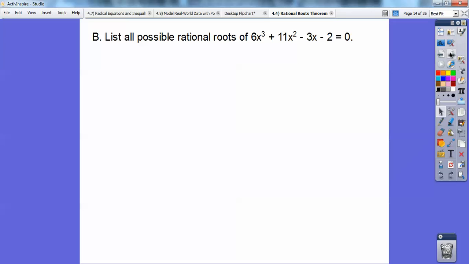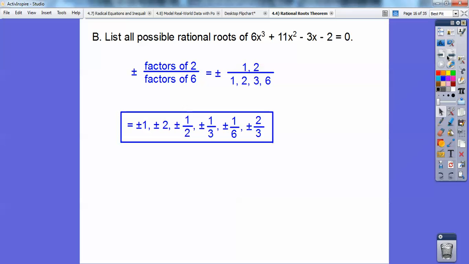Okay, so for example, list all possible roots. So these are possible box numbers. I'm going to do factors of the right number, factors of 2 over factors of the left number 6. So 1 goes into 2, 2 goes into 2, and then these are the numbers that go into 6. So 1 over 1, 2 over 1, 1 over 2, 2 over 2, which is 1, that's already covered, and then 1 over 3, 2 over 3, and so on. So my possible box numbers are there.